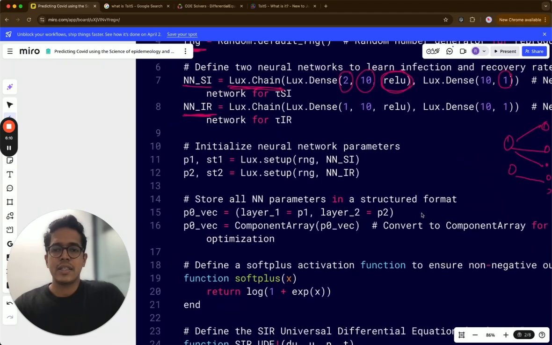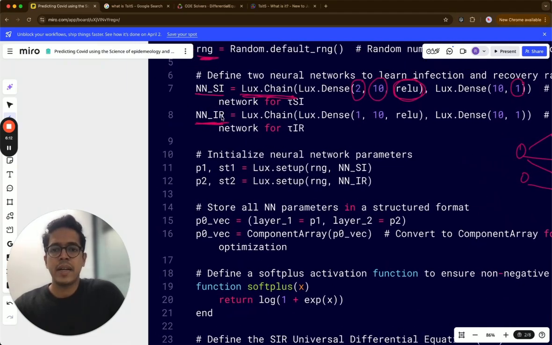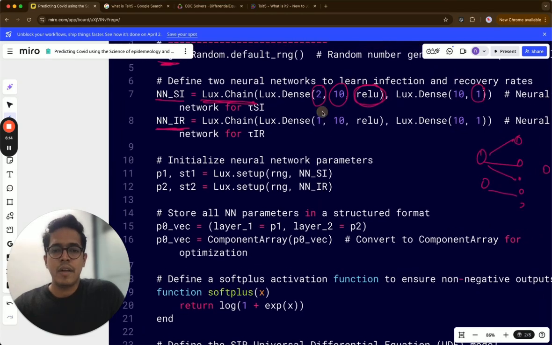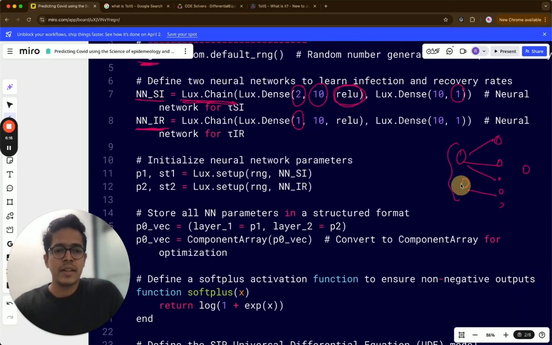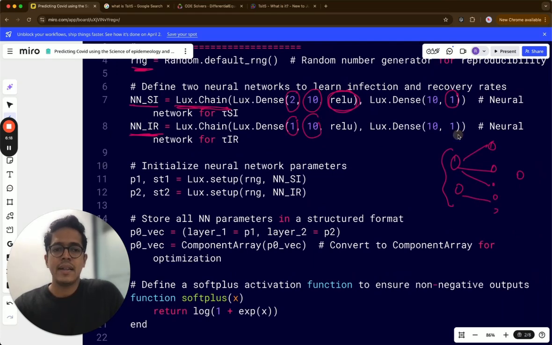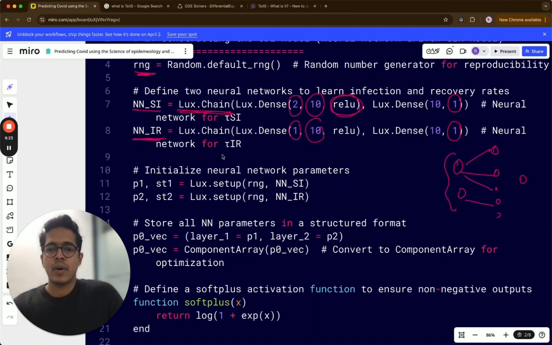Similarly, the architecture of NN2, which is the neural network for predicting tau IR, will have only 1 node in the input instead of 2 nodes, 10 in the hidden layer, and 1 in the output layer. So that is for predicting tau IR.